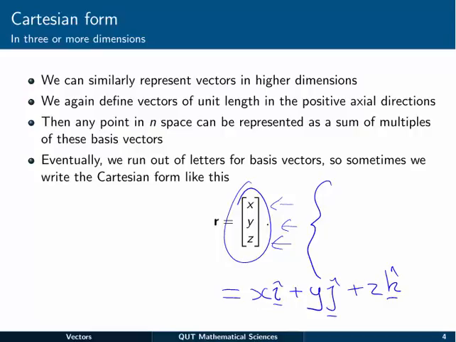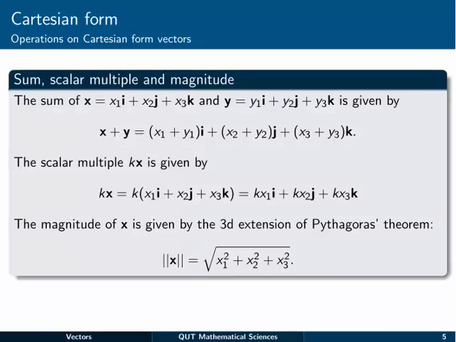One of the big benefits of writing vectors in this Cartesian or rectangular form is that the rules for summing, subtracting, and scalar multiplying vectors become a lot easier. The sum of two vectors written in this ijk form is simply an ijk vector with the individual coefficients added together. So the i coefficient of x added to the i coefficient of y, and so on down the line. Subtraction is done similarly, with subtractions in between instead of plus.